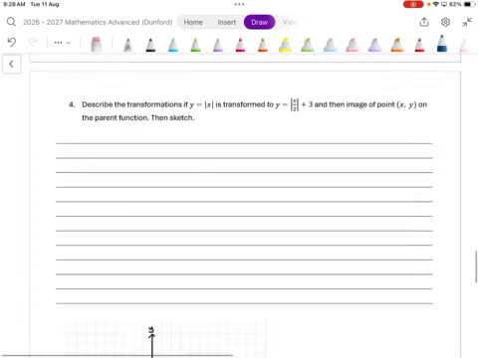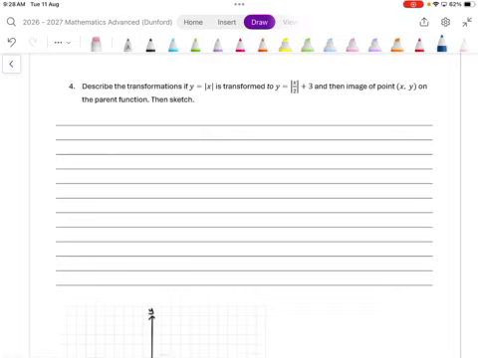So what we want to do is describe the transformations if y equals the absolute value of x is transformed to y equals the absolute value of x on 2 plus 3, and then the image point x, y on our parent function. Then we're going to sketch. So what we have is in the form of y equals k, the absolute value of a lots of x plus b, absolute value, plus c.